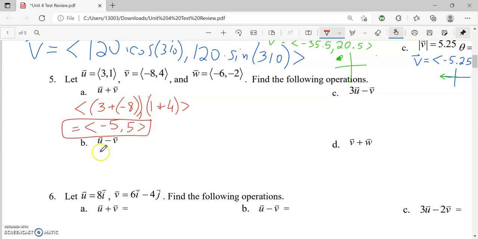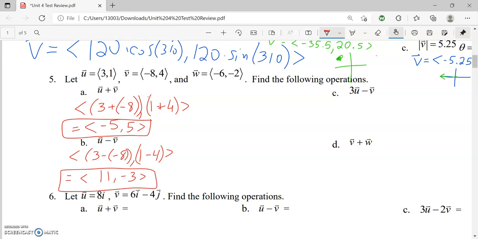And that's your answer. B says subtract the two vectors. So for B, we're going to take 3 minus -8, and we're going to take 1 minus 4. And what we get for a vector is 11, comma, -3. It's as simple as that. That's all we're doing in question 5.